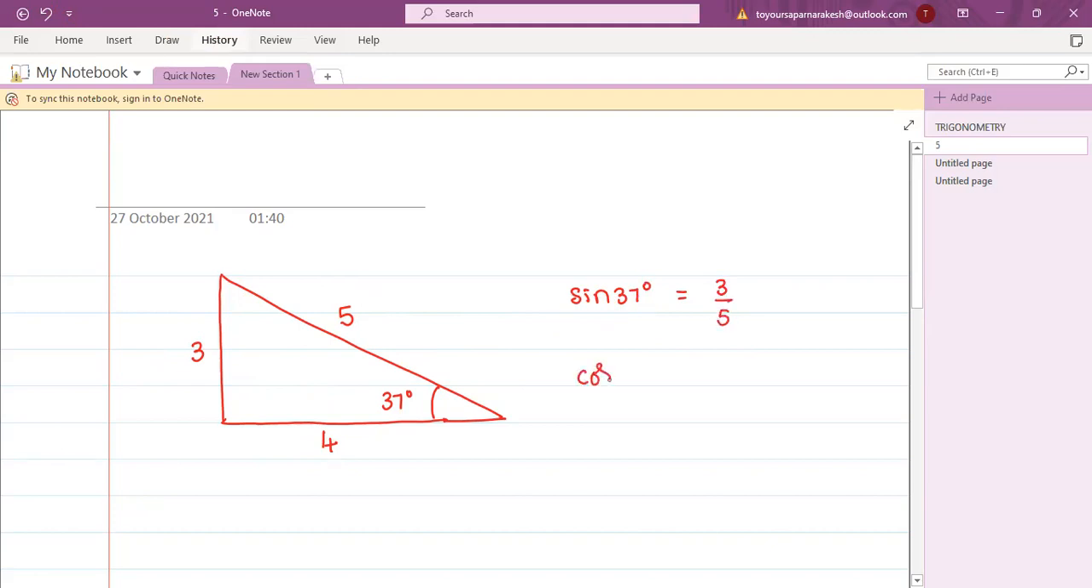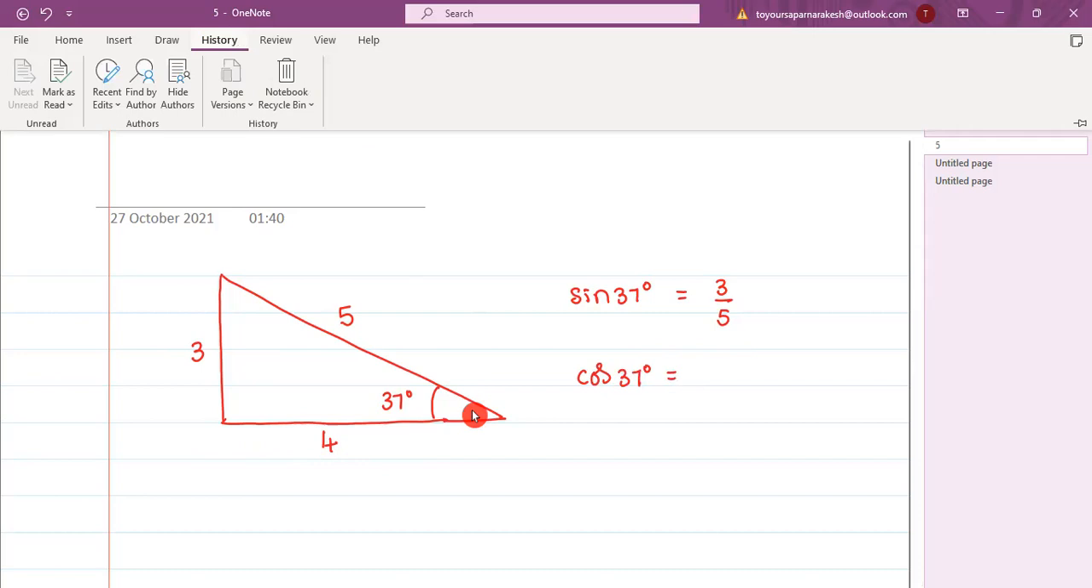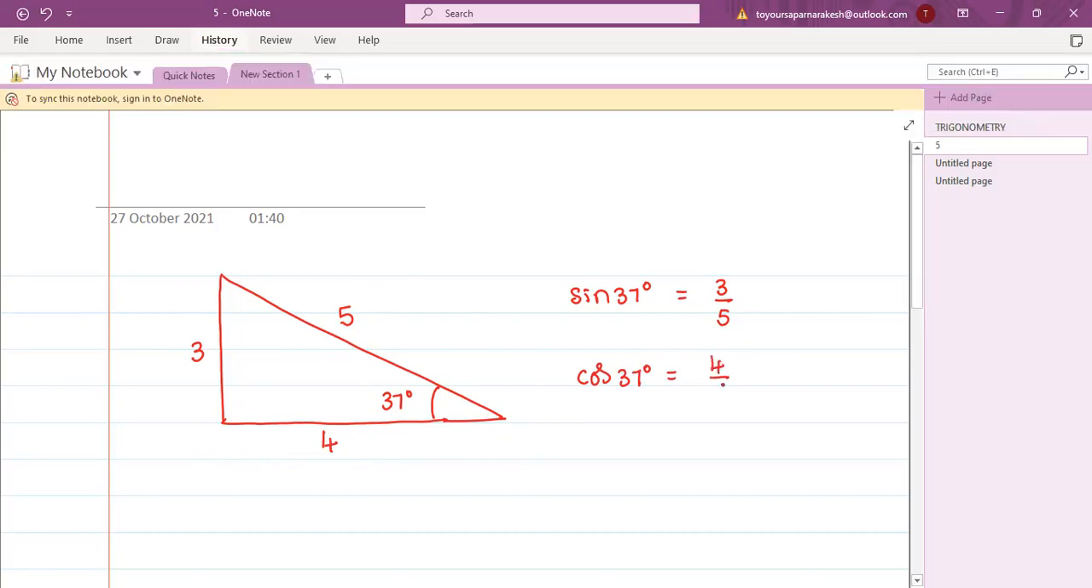In the same triangle, cos 37 degrees. The cos function means adjacent side upon hypotenuse. The adjacent side is 4, and the hypotenuse is 5. Therefore, cos 37 degrees is equal to 4 upon 5. In the same triangle, tan 37 degrees is equal to, the tan function means opposite side 3 upon adjacent side 4.